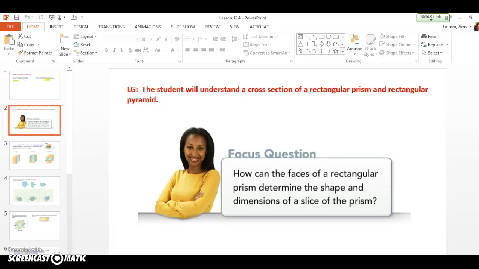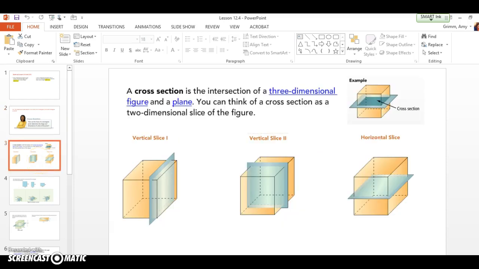Today, the student will understand a cross-section of a rectangular prism and a rectangular pyramid, both of those things. All right, so you're like, what is a cross-section? Okay, so look at that first picture. It says a cross-section is like if I took a slice of it. So I have a couple of shapes for those of you who need to actually see the shapes.